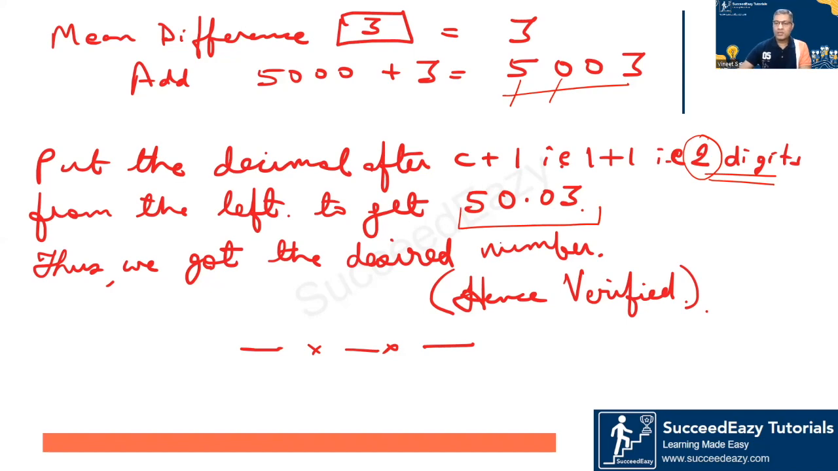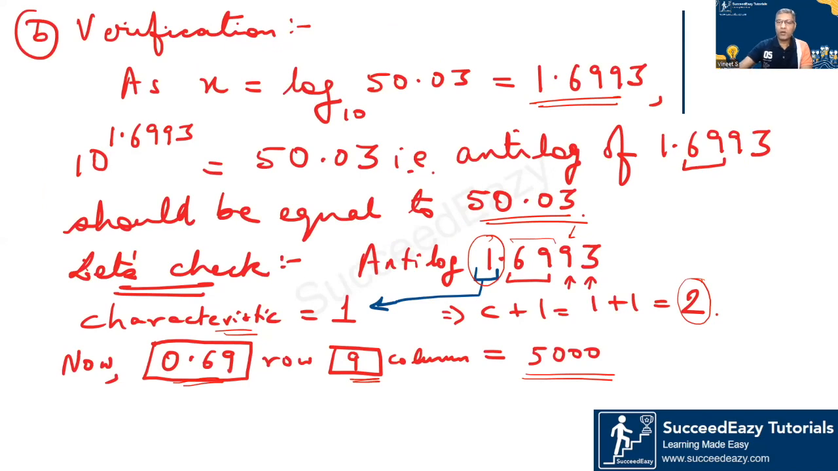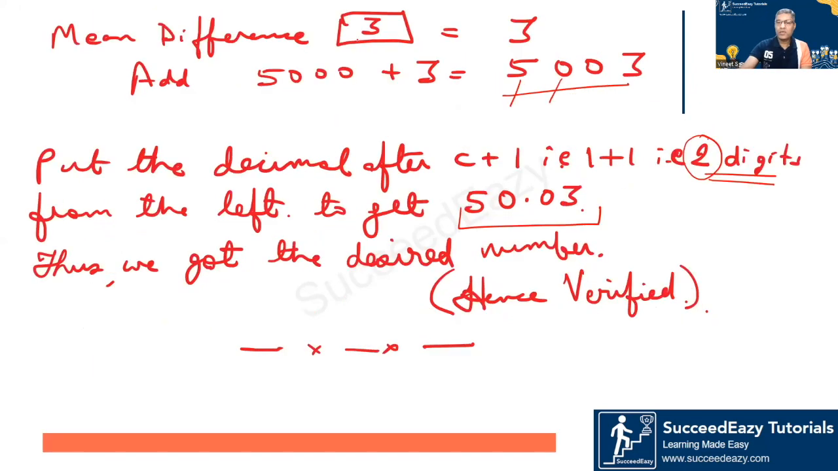Thus, we get the desired number. Let's check. 50.03 is what we should have got. And yes, we got this. 50.03. So it works. Hence it stands verified.